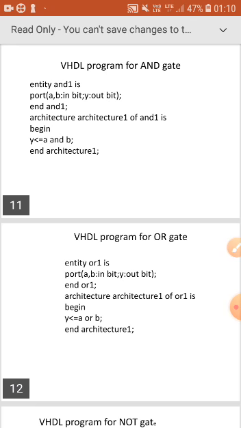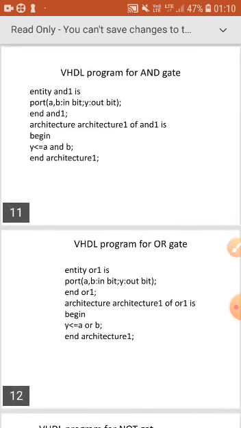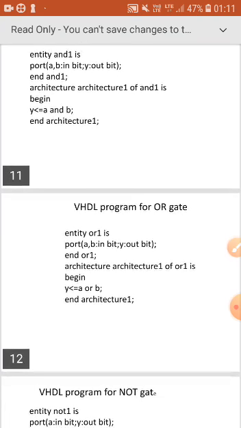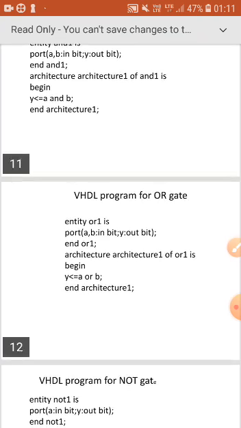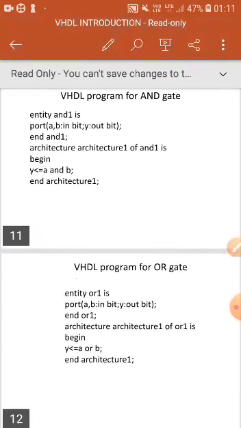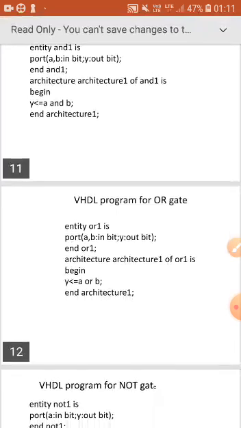Next, the third line: end entity name. The entity name is AND1. Next, architecture, then the architecture name. Here the architecture name is architecture1 of AND1 is, where AND1 is the entity name. Next, you have to use begin. The last line is end architecture name. Here the architecture name is architecture1, so end architecture1.